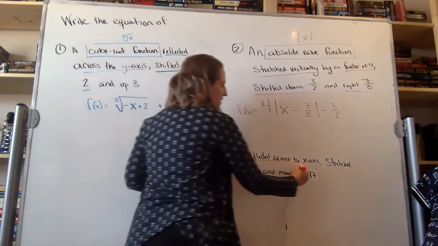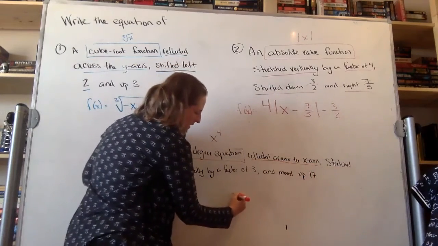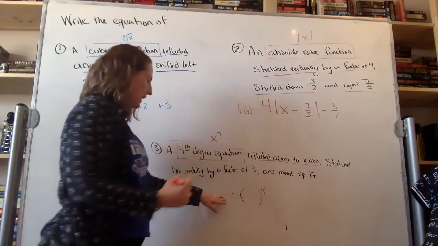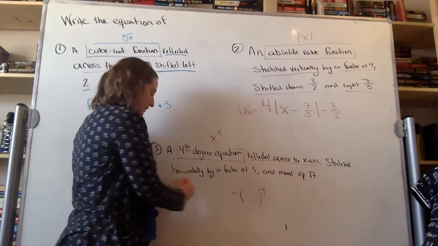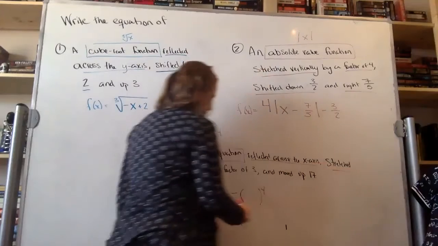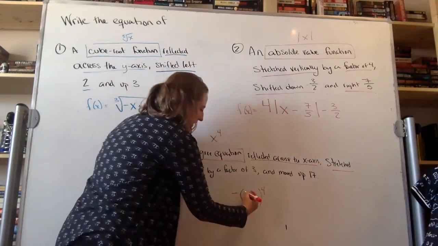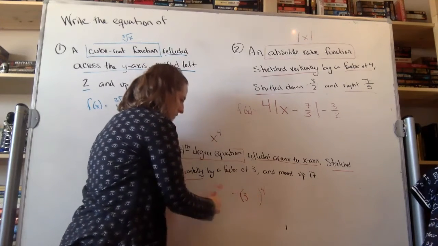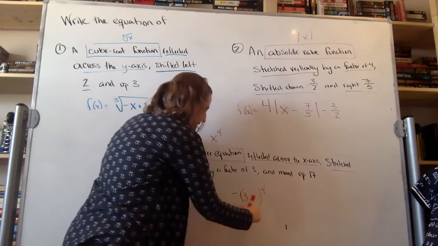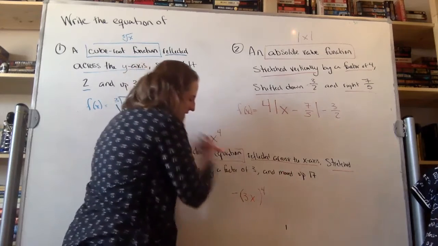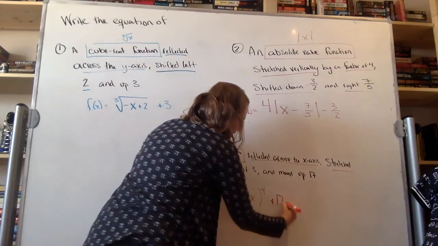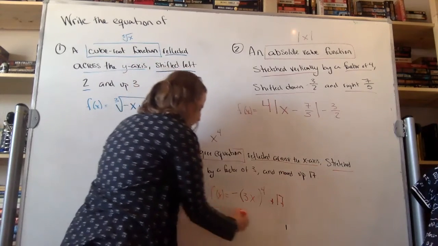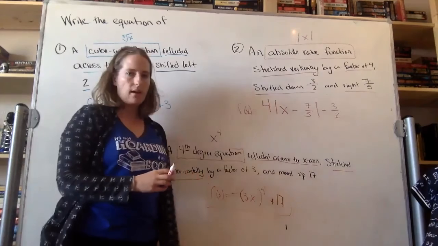We've reflected across the x-axis. An x-axis reflection means we have a negative out in front. Okay, so negative out in front. A horizontal stretch: horizontal stretches are inside, by a factor of 3. So technically that's a compression. So we've got 3x to the 4th, and moved up 17. Moving up is plus 17 outside of the parentheses. So there we go, there's our equation for that one.